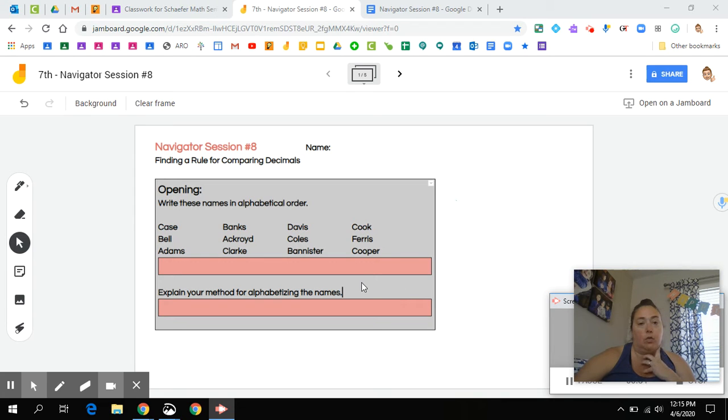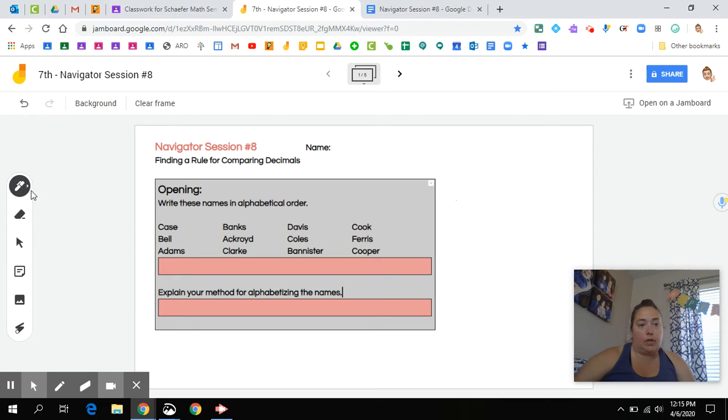Okay, so we're going to look at this opening problem. The opening problem says we need to write these names in alphabetical order. So if I think about when I'm alphabetizing something, I have to follow the alphabet, so the ABCs. So I'm going to look for all of the things that start with A's. And so I see two things that start with A's. I see Adams and I see Ackroyd.